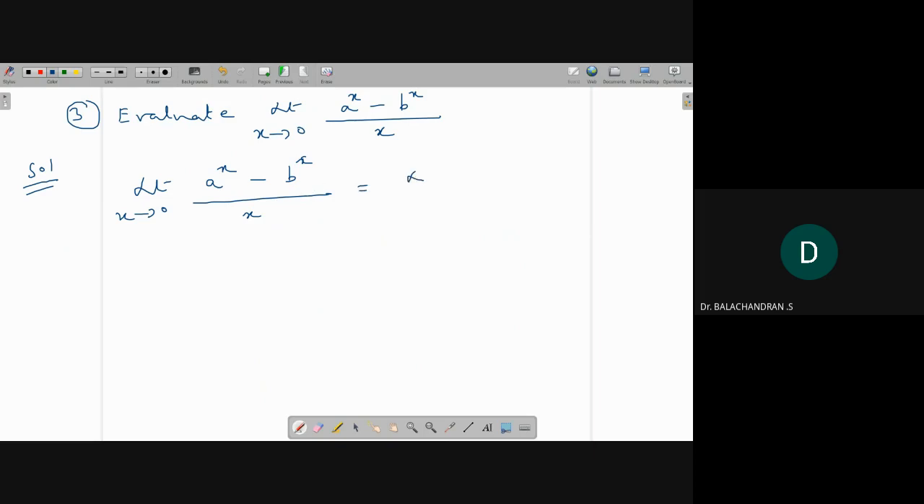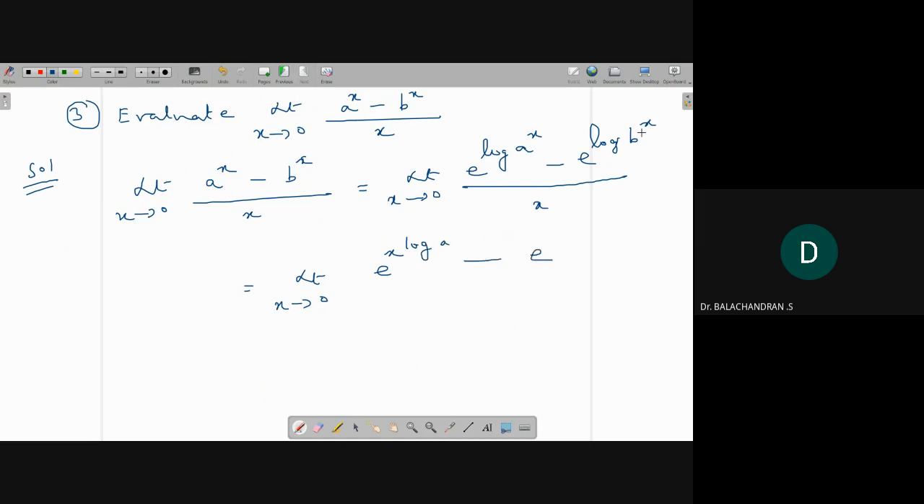If you want to use the exponential series, you should write e power log a power x minus e power log b power x by x. So using properties of logarithm again, limit x tends to 0, the numerator is e power x log a minus e power x log b, divided by x.